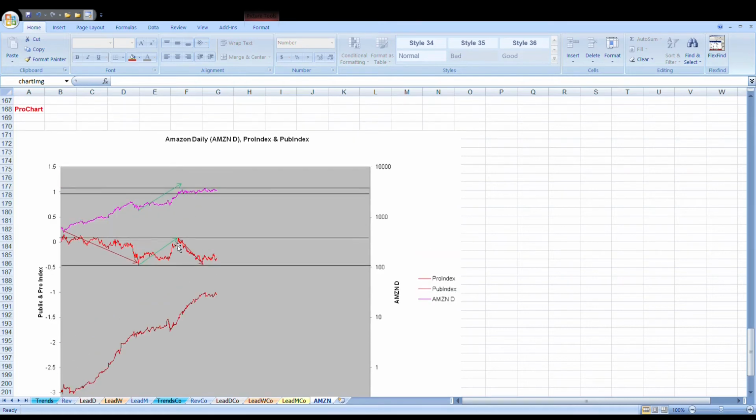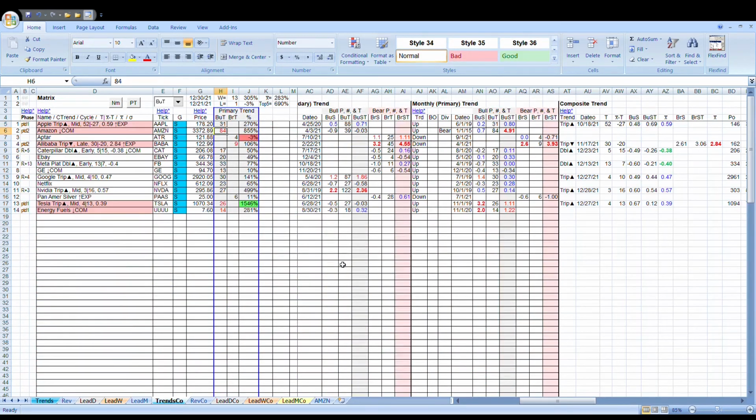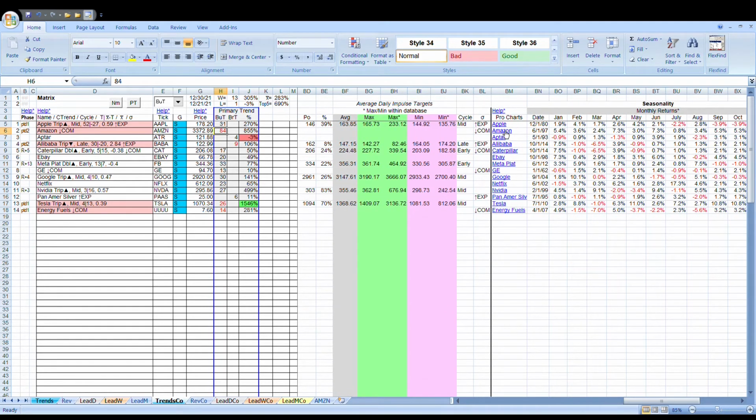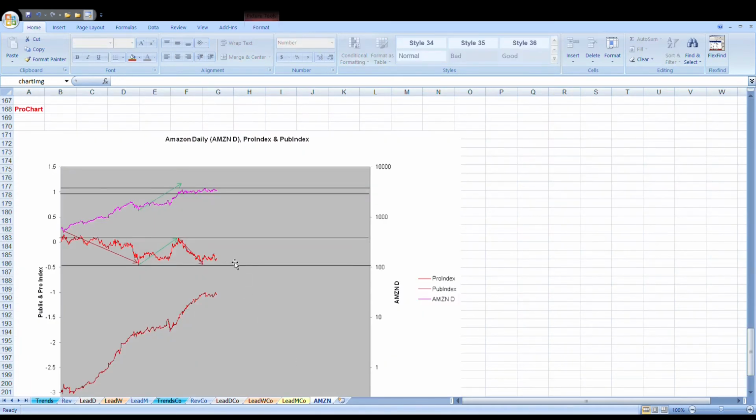And the pros, I would say, have a downward bias. If it takes out the low and makes fresh lows on the Pro Index, and again, this is something that you can track here inside the matrix, you pull it across and you can see Amazon right here. You click this link and you're going to pull up this chart here.